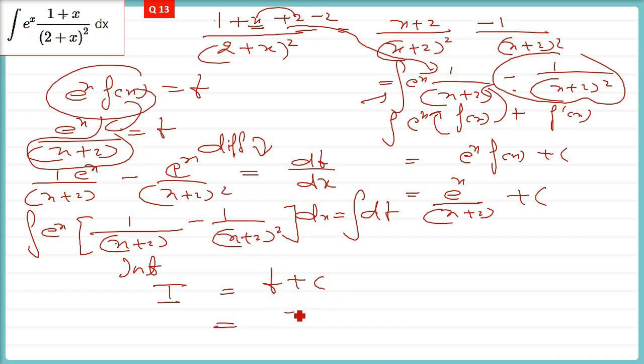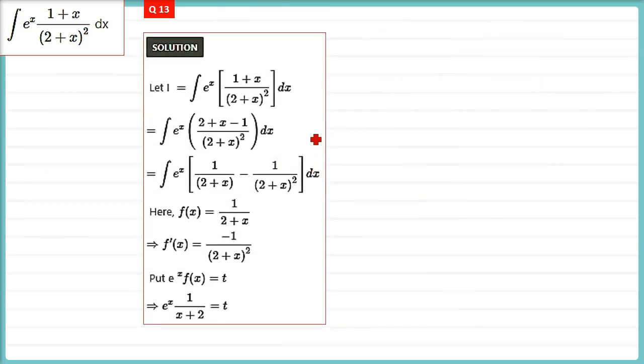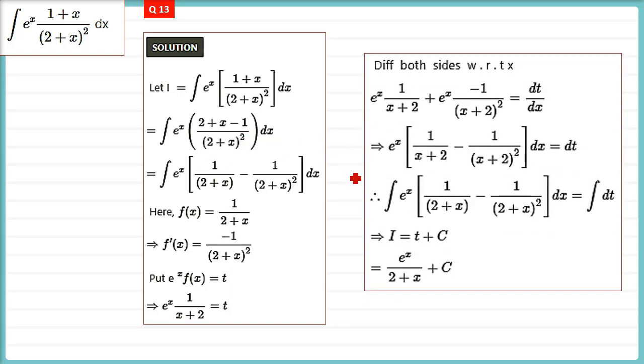Alright. So this is equal to e raised x by x plus 2 plus constant of integration, because t was assumed to be e raised f(x), which is e raised x by x plus 2. So this is process 1, this is process 2, whichever you want, you can just solve it depending upon the explanation and the marks. Alright. Now the logic I have already told you, and this is how you're going to write. These are the steps you need to follow so that you actually solve this question.